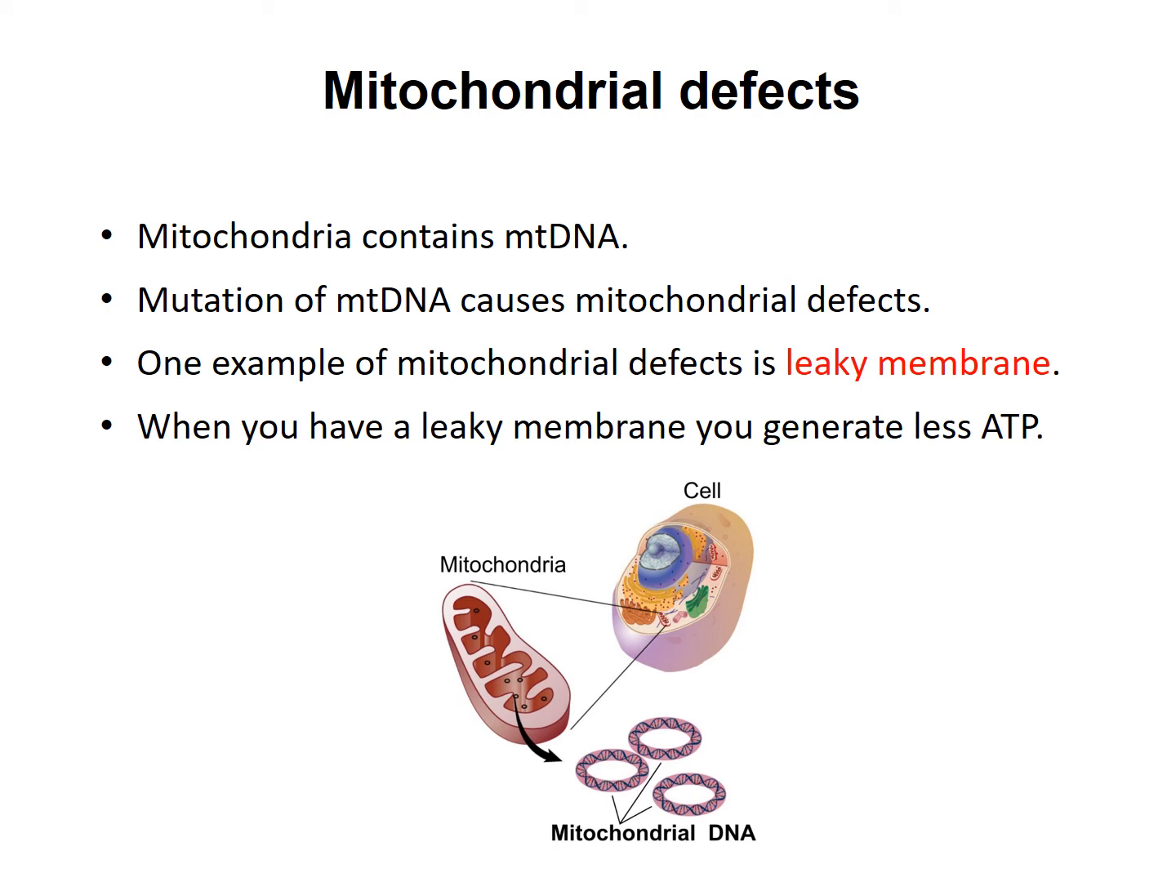Mitochondria is one of the very rare organelles which contains its own DNA, known as mitochondrial DNA. Therefore, mutation might occur and it could lead to mitochondrial defects. One example of mitochondrial defects is the leaky membrane. So when you have a leaky membrane, you tend to generate less ATP than normal people. And this partially explains why people with a leaky membrane can eat a lot of food, but gain weight slowly as they generate less ATP for the anabolism of fats and proteins. And of course, it also depends on the type of diet and physical activities. So having a healthy lifestyle is always more important.